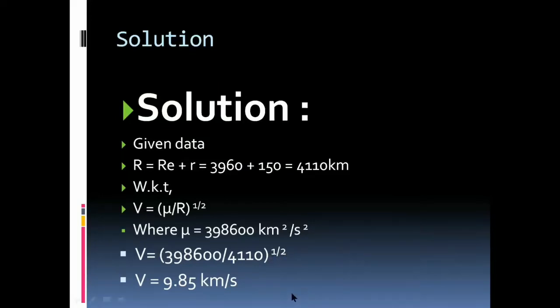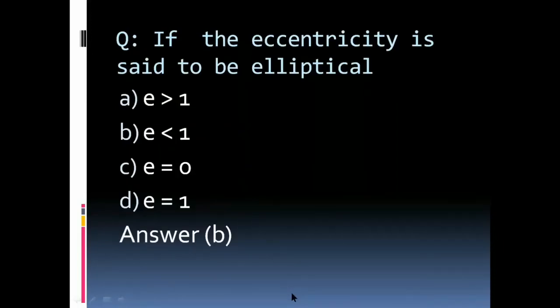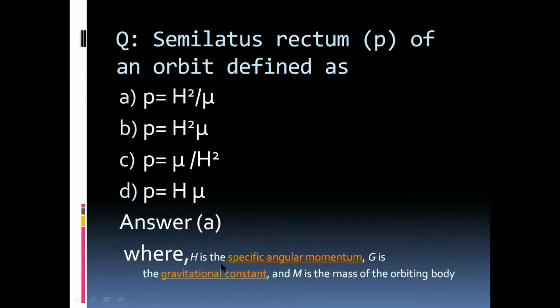Next comes a similar question: if the eccentricity is said to be elliptical. Already we have studied that when it is elliptical, it is less than 1. So option B. Next comes semi-latus rectum, denoted by P, of an orbit defined as, where h is a specific angular momentum, G is a gravitational constant, and M is the mass of the orbiting body.